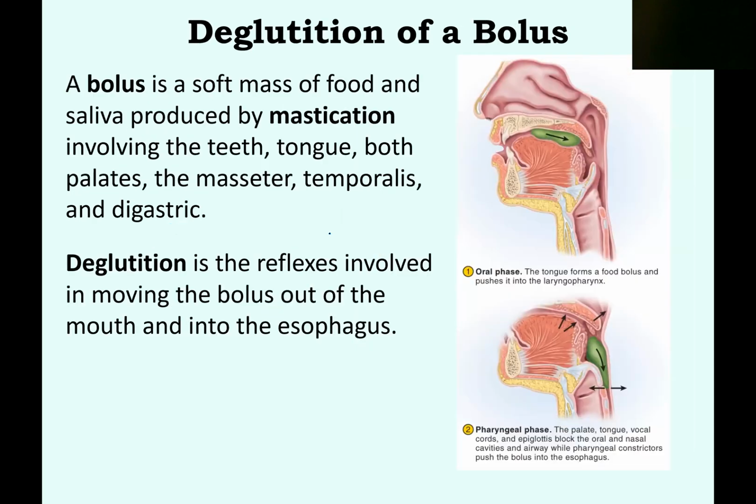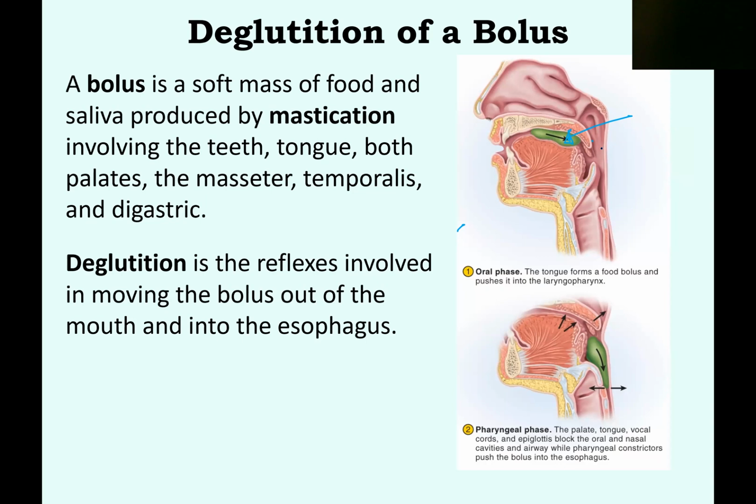Okay, so deglutition, a term I've been using, of a bolus. So a bolus is this green thing in the mouth. A bolus is a soft mass of food and saliva produced by mastication. So mastication is crushing, grinding, mixing food and saliva to make a bolus. So they go hand in hand.